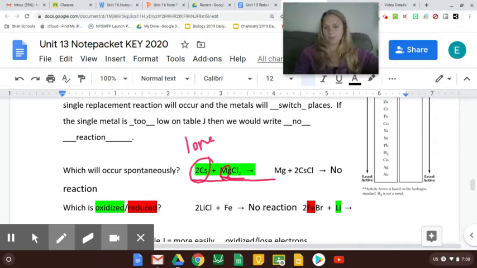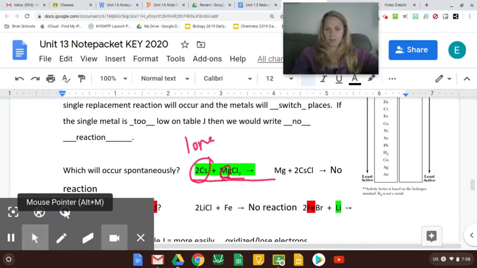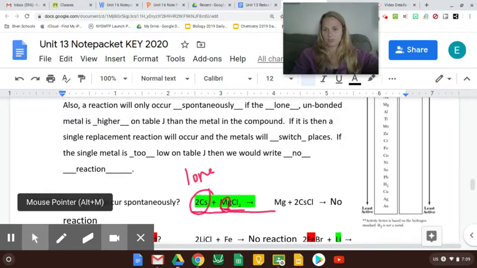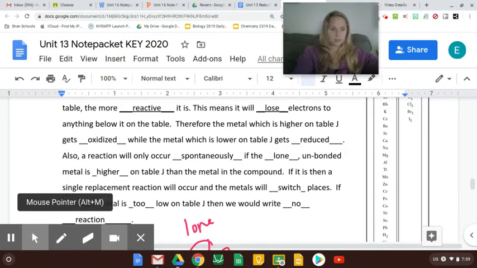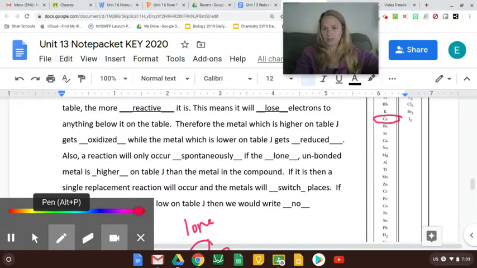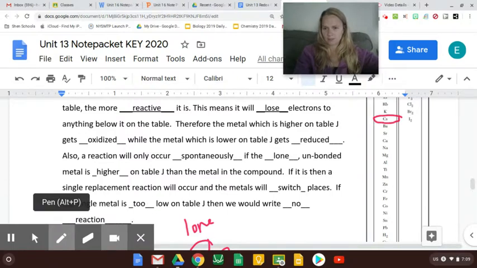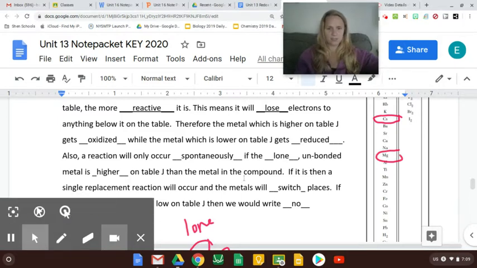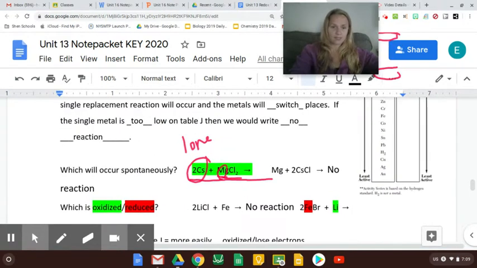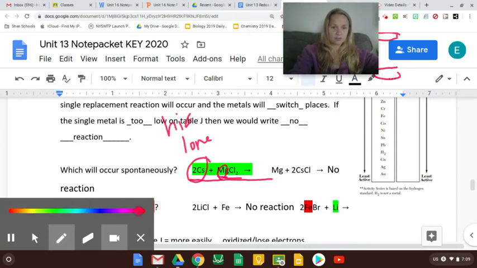Is the lone metal stronger than the metal in the pair? So let's find Cs and Mg on our chart. There is Cs, and I just saw Mg. Okay, so Cs is higher. Is that what we wanted? Yep, Cs is higher than Mg.